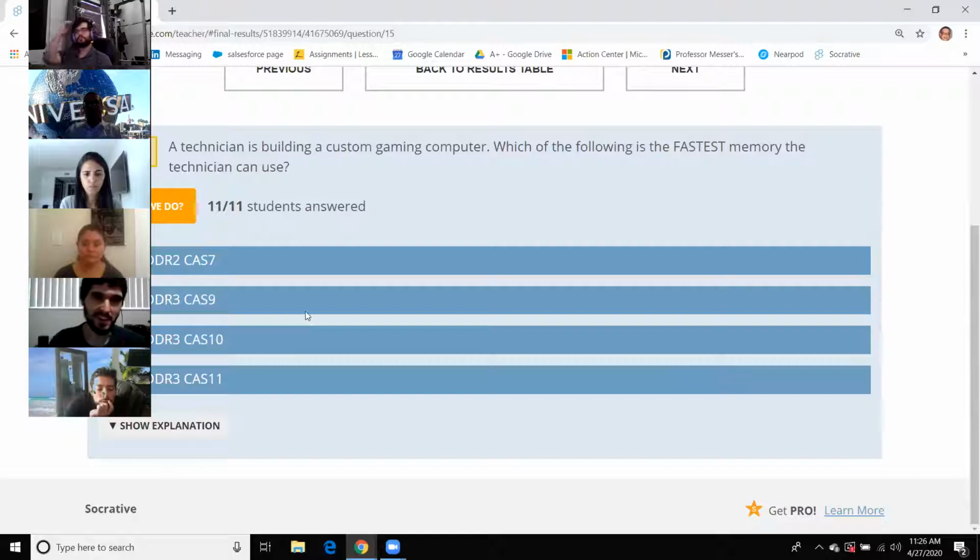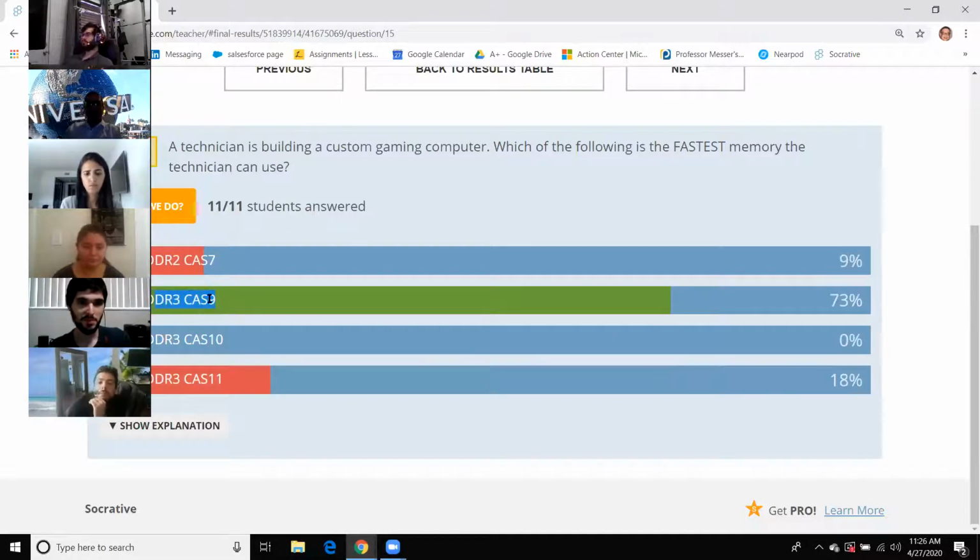A technician is building a custom gaming computer. Which of the following is the fastest memory the technician can use? I believe I put B, DDR3 CAS 9. Everyone agree? Yeah. Yes, sir. That is correct.